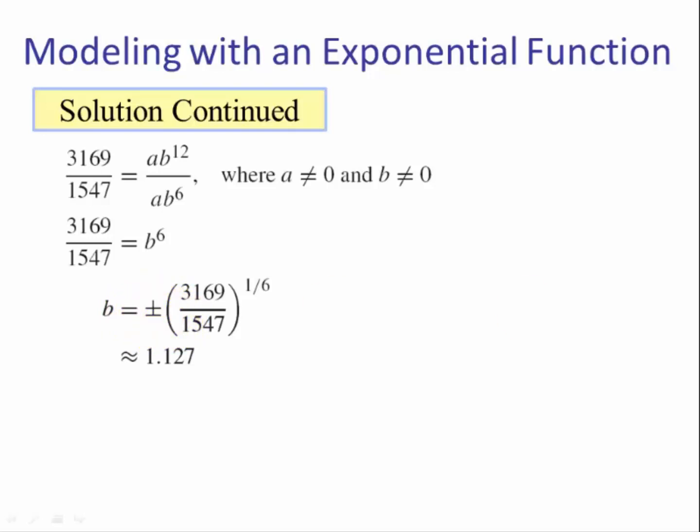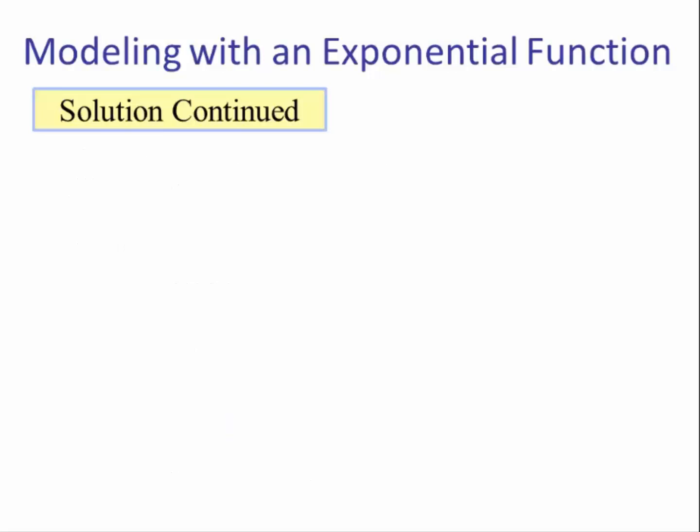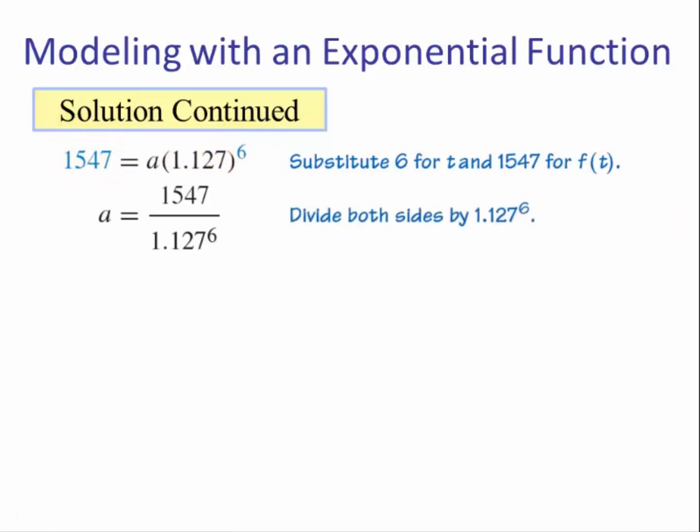It will not be an exponential function otherwise. So f of t equals a times 1.127 raised to the t power. To find a, we pick a point. I'm going to use 6, 1547. We substitute 6 for t and 1547 for f of t. Next, we divide both sides by 1.127 to the 6th power, which is approximately 755.